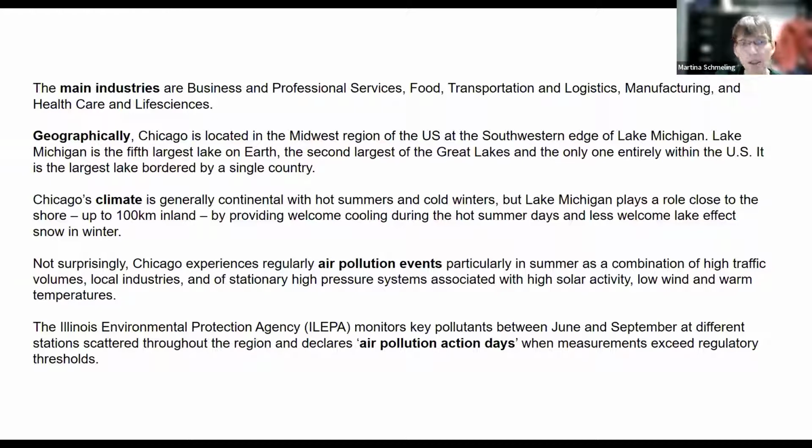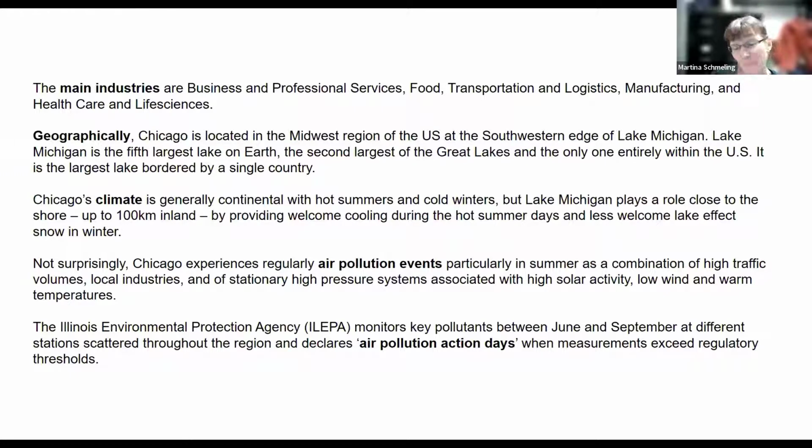The climate, we talked a little bit about it before many of you joined, is generally continental. We have very hot summers here and very cold winters. So it's like in Kazakhstan, you can imagine that. And this is very typical for the American Midwest. Lake Michigan does play a role though, because it is a big body of water, and in summer we have nice cooling, and I will get back to this later because it has implications for our research. And in winter, unfortunately, you have lake effect snow.